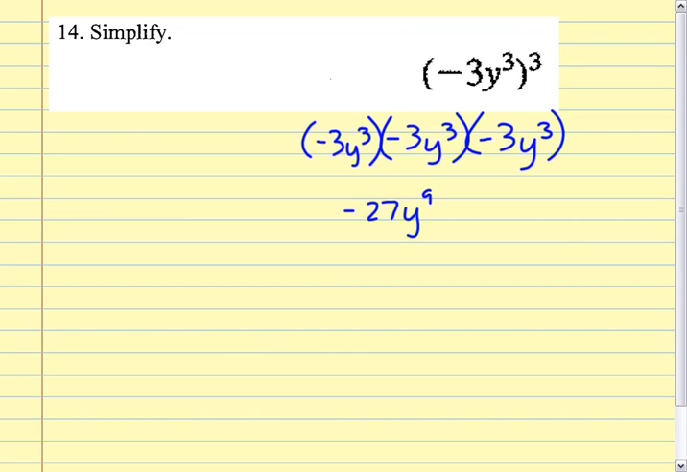I just add their exponents. I mean, I could write out y times y times y times y times y times y times y times y times y, but that would be crazy. I just add 3 plus 3 plus 3. All right, nice job. I'll see you at the next one.